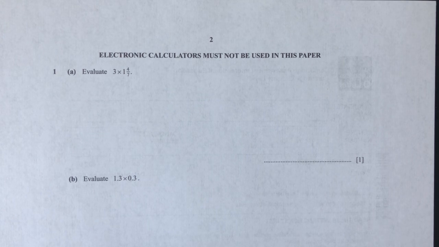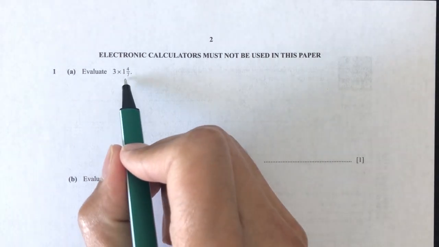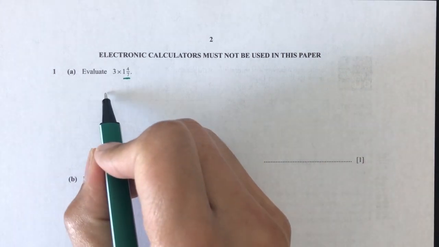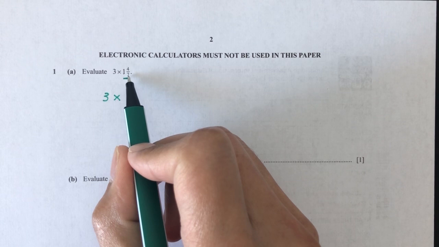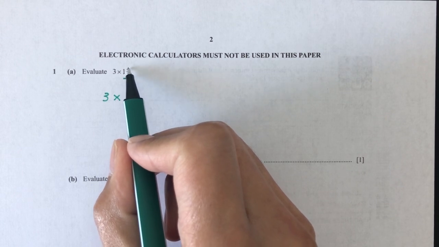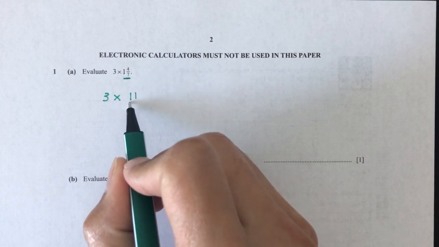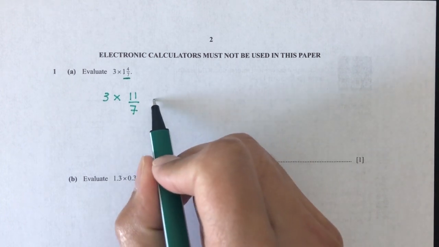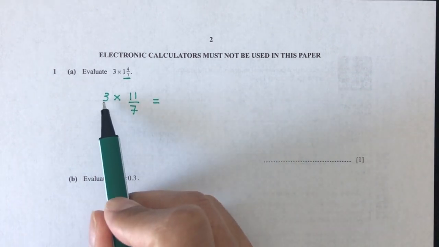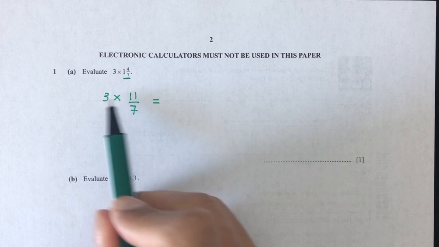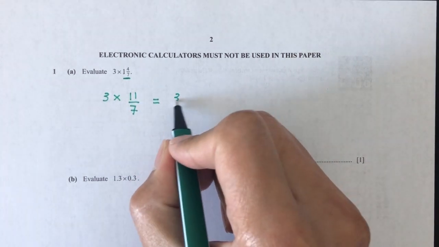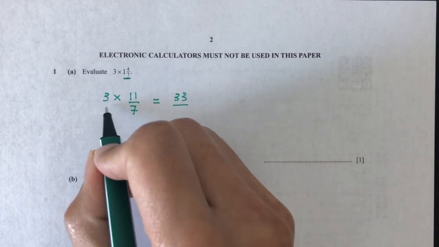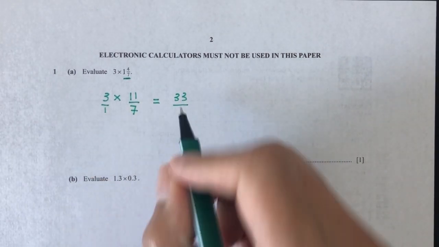So the first thing we need to do is we need to expand this fraction. So 3 remains the same, multiply by. So 1 times 7 is 7, 7 plus 4 is 11, so it becomes 11 over 7. So now let's simplify. So we have 3 times 11, that will be 33, and then 7, so this is basically 1, so 1 times 7 is 7.